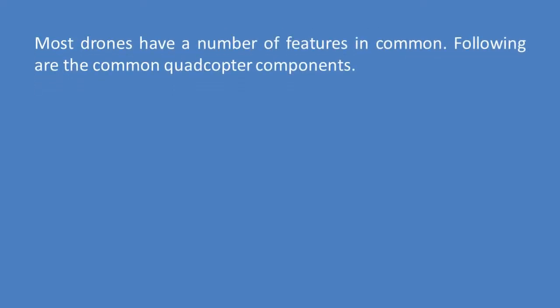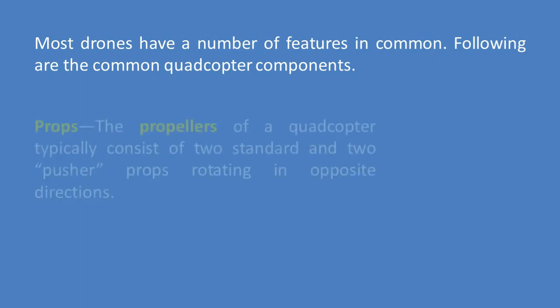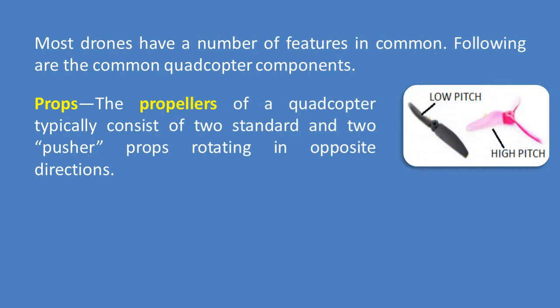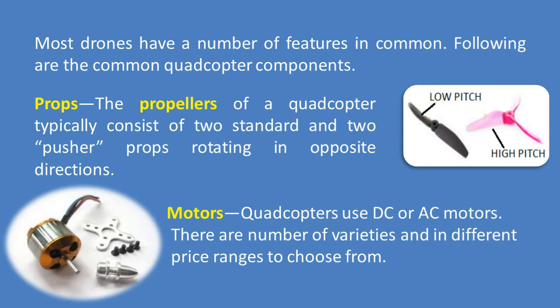Most drones have a number of features in common. Following are the common quadcopter components. Props, or the propellers. The propellers of a quadcopter typically consist of 2 standard and 2 pusher props rotating in opposite directions. The image shown here, the low pitch and the high pitch propellers. Motors. Quadcopters use DC or AC motors. There are a number of varieties and in different price ranges to choose from.